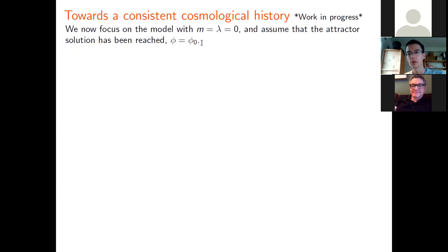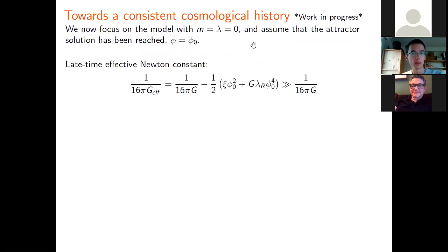And then once this attractor is reached, one can ask whether it's consistent with the subsequent cosmological evolution. So here we assume that the attractor has been reached. For simplicity, I'm going to focus on the values of the parameters m and lambda equal to zero, because this will be the best case scenario, as you will see in a minute. And then I add matter. So I add standard matter that is minimally coupled to gravity. It can be radiation, it can be cold dark matter, non-relativistic matter.